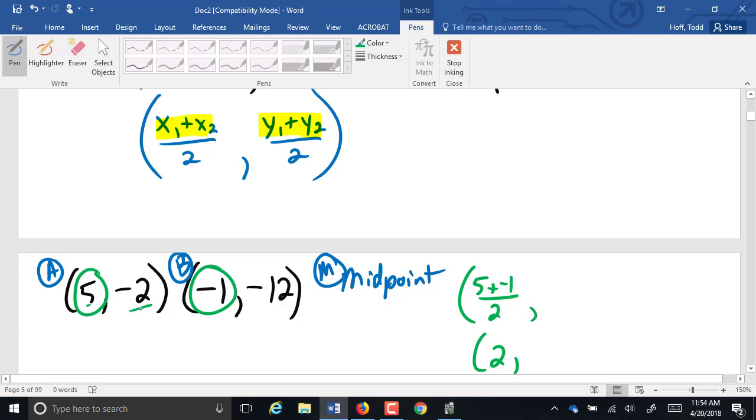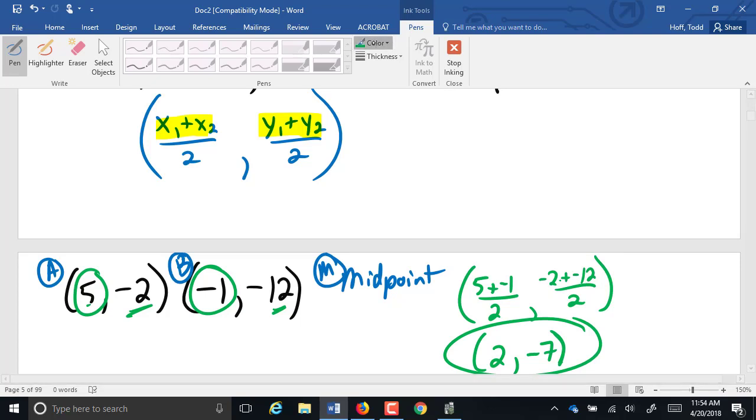Our y-coordinate then is found by averaging the two y-coordinates. -2 and -12. So -2 plus -12 over 2. -2 plus -12 is a -14. Divided by 2 is -7. Gives us 2, -7 as our midpoint.